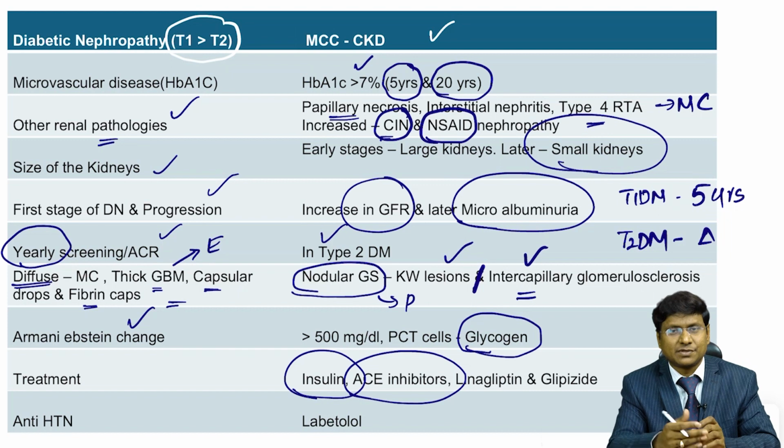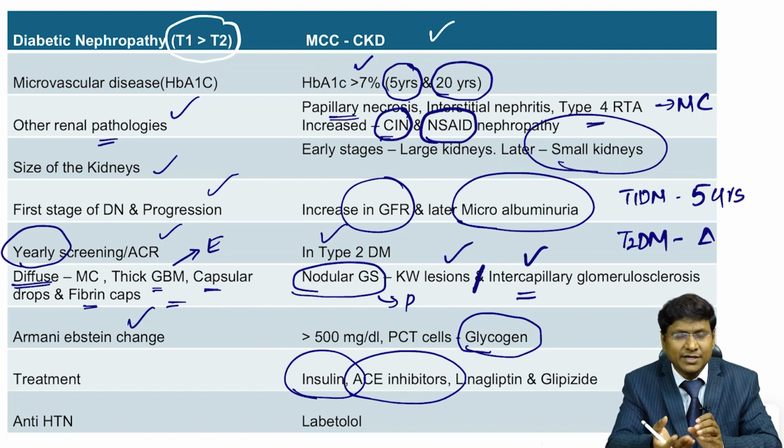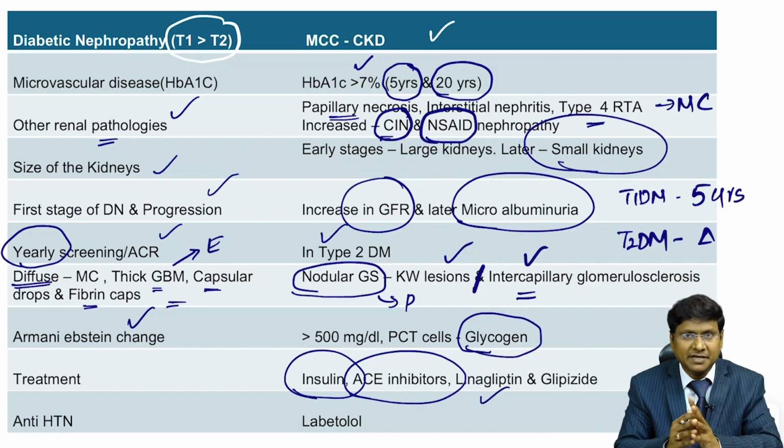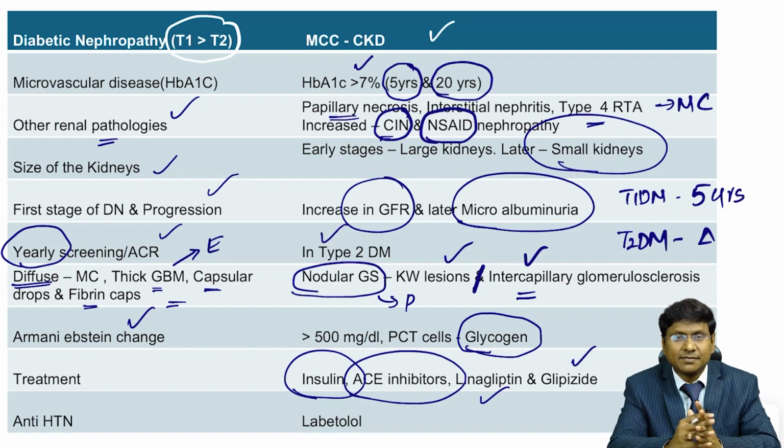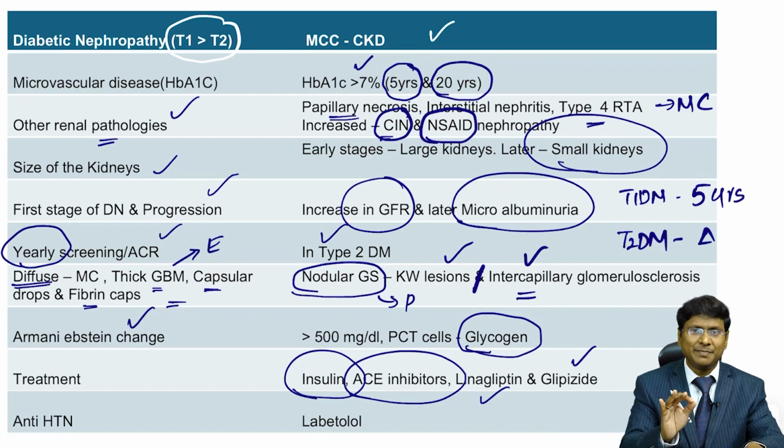And if the individual says, I cannot take insulin, what are the alternative drugs for diabetic management in patients with diabetic nephropathy? Linagliptin can be given, right? And then glipizide can be given. Because both linagliptin and glipizide are metabolized and excreted through the liver, they can be safely given in patients with chronic renal failure if the patient is not willing to take the insulin.